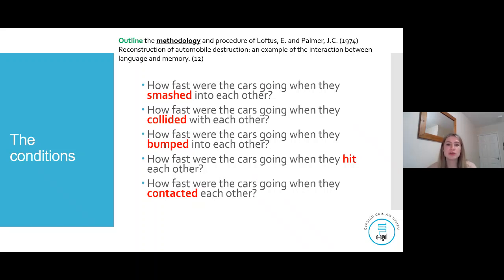You know, if you put the word smashed, does that mean the miles per hour that a person estimates is bigger than if it's bumped or contacted? She wanted to know if she could actually distort somebody's memory of something just by the verb that was used. So again, those elements in red are super important when we're looking at specifics in the procedure of this exam answer.